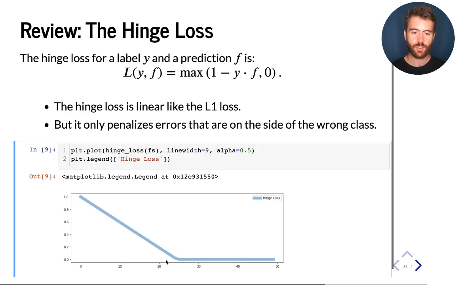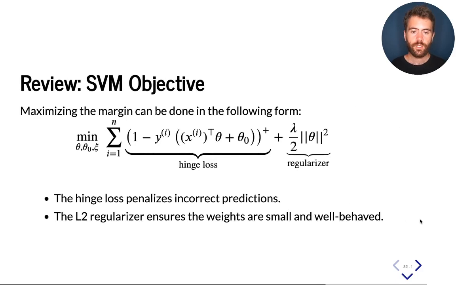this is not penalized. And this is the shape here. So on this side, we are like the L1 loss, but again, on this side of the minimum, we don't have any penalty. And then as I said earlier, our SVM objective can be seen as optimizing a regularized version of the hinge loss.